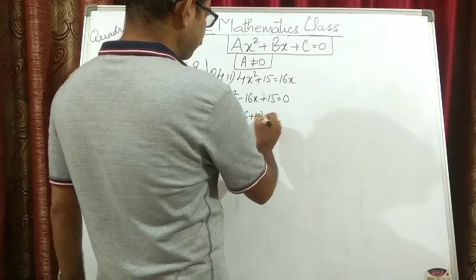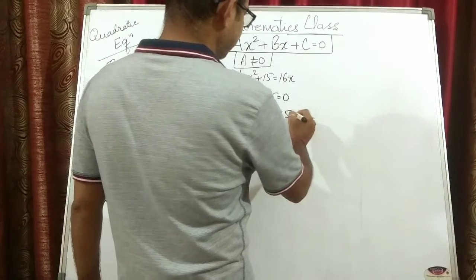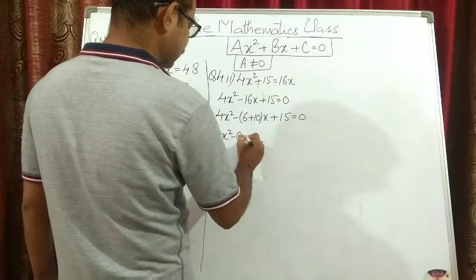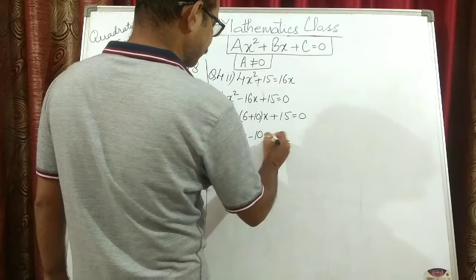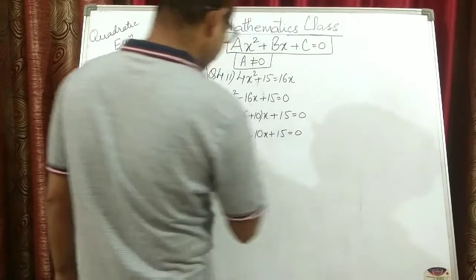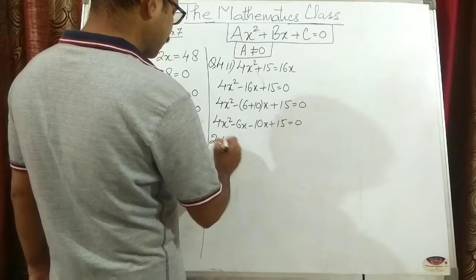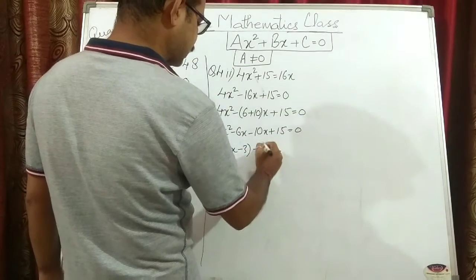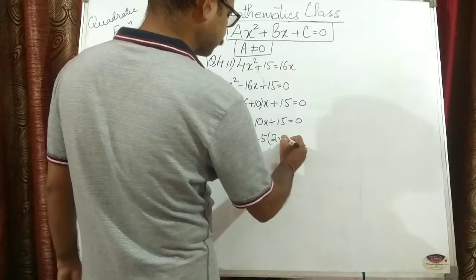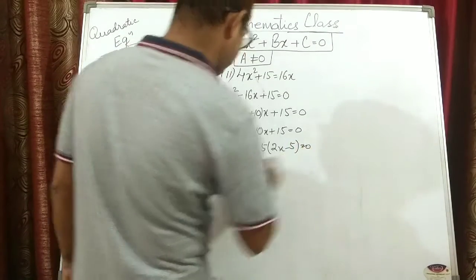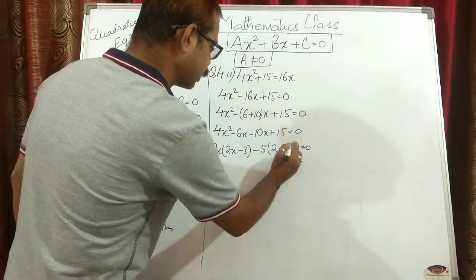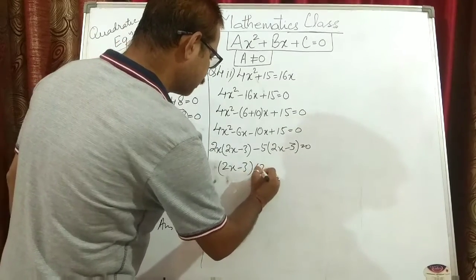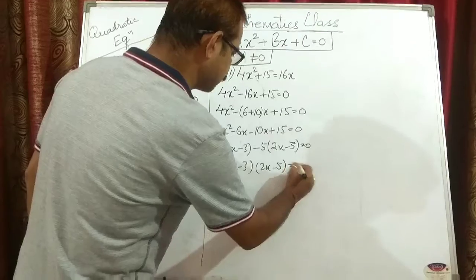So 4x square minus 6 plus 10 x plus 15 is equal to 0. When you open the bracket you will get 4x square minus 6x minus 10x plus 15 is equal to 0. From this we can take 2x common. What is left? 2x minus 3. And from this we can take 5 common. So what is left? 2x minus 3. So 2x minus 3 is common and 2x minus 5 is left, is equal to 0.